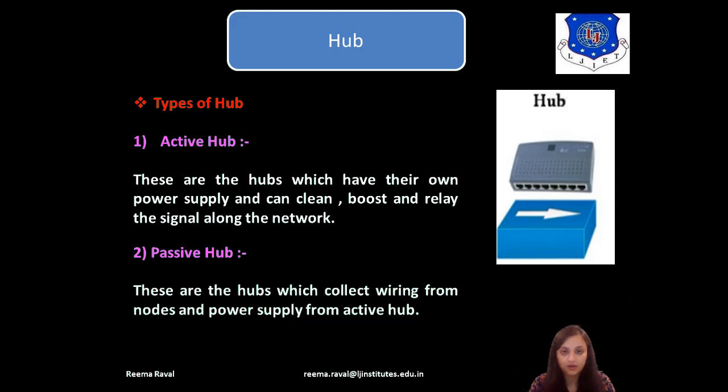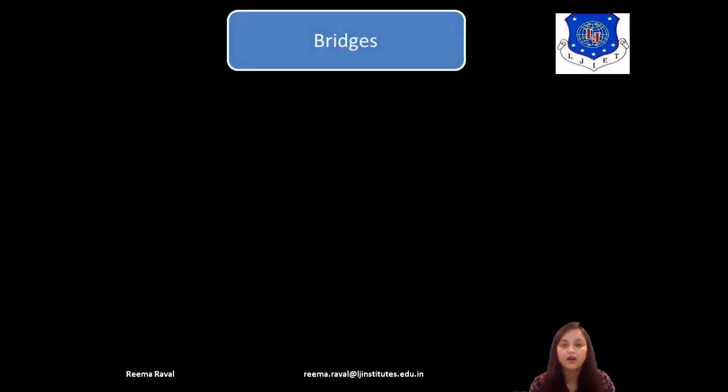That means these are the hubs which collect wiring from nodes and power supply from the active hub. That means passive hubs do not have their own power supply, right? Next device are bridges.